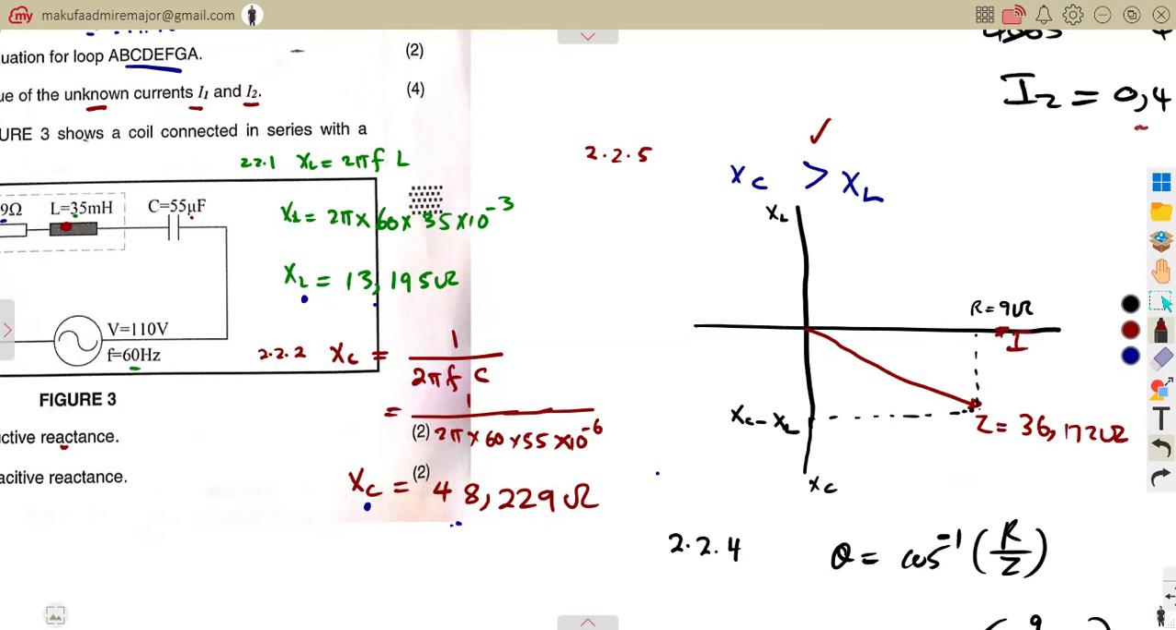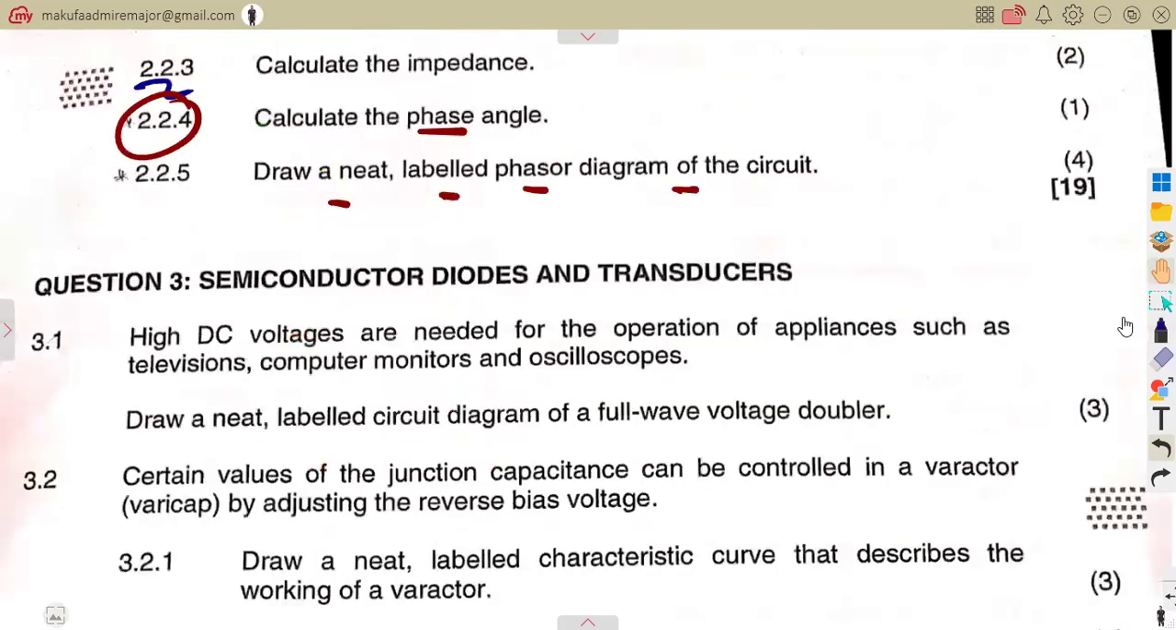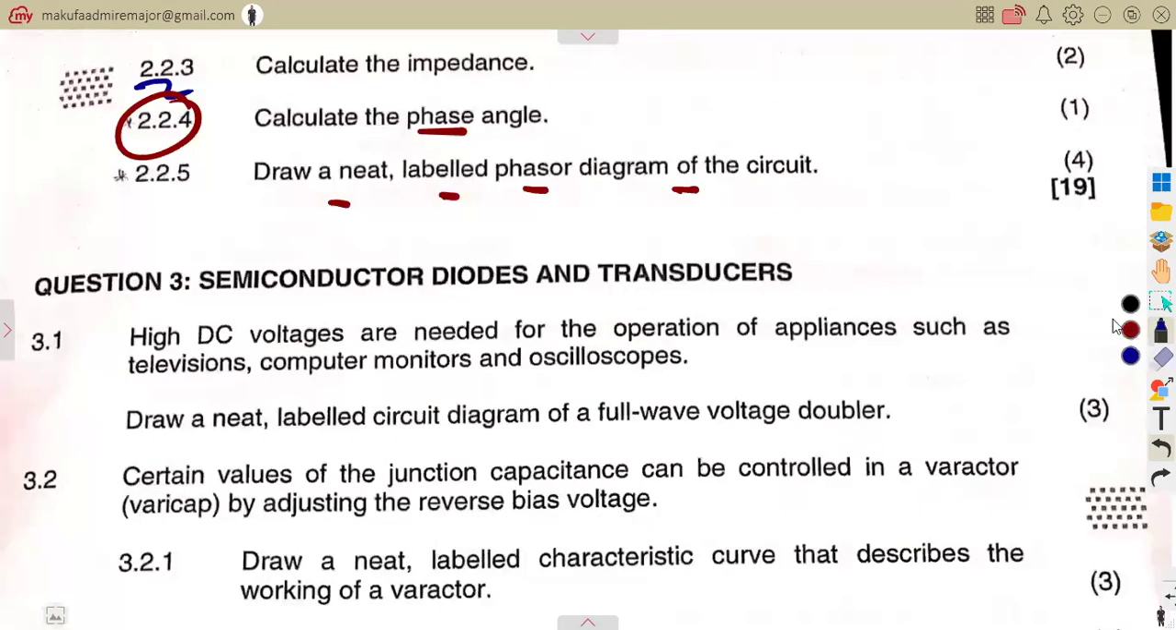And also consider the current and also write these values, XL. Remember, you calculated these values, you write your value there. You also write your value there if you want to consider that. Okay, but for 4 marks, you can just write those ones, it's fine. Remember, we calculated our XC, it was 48,229 ohms, and this was 13,195 ohms. Okay, so that was it, guys. You have got 4 marks for everything there.